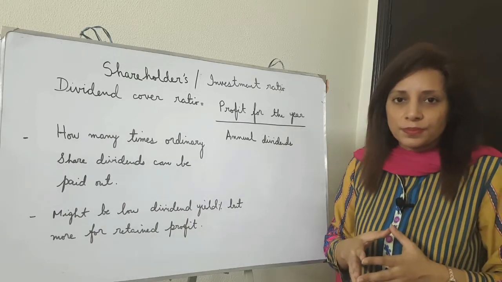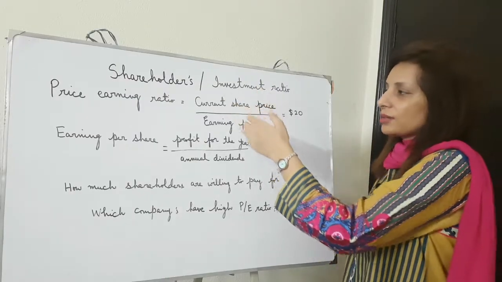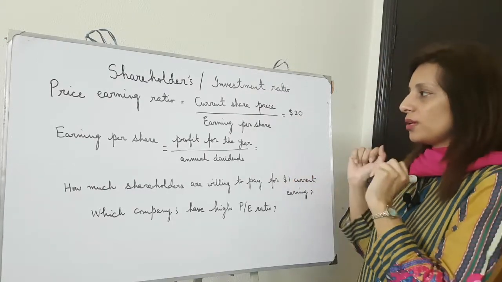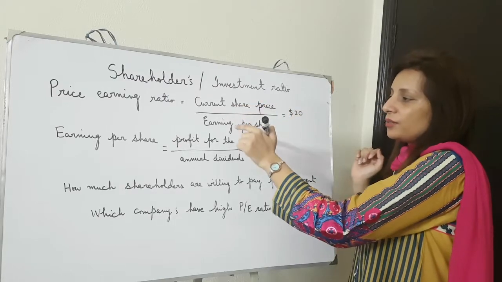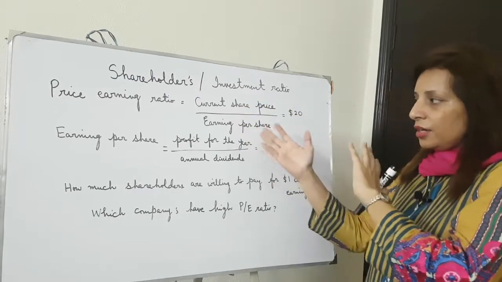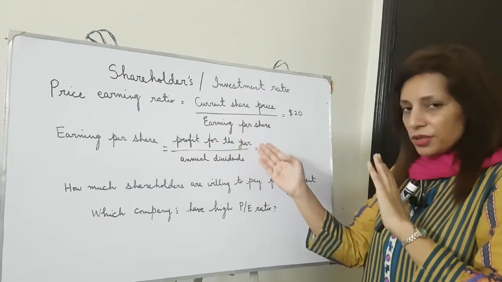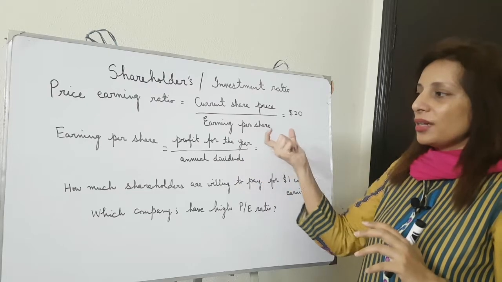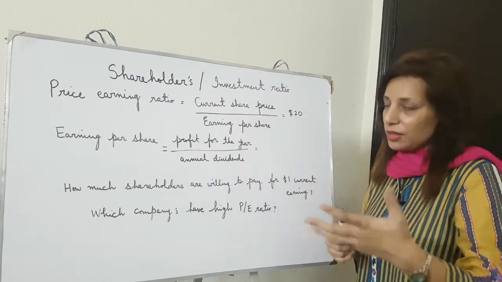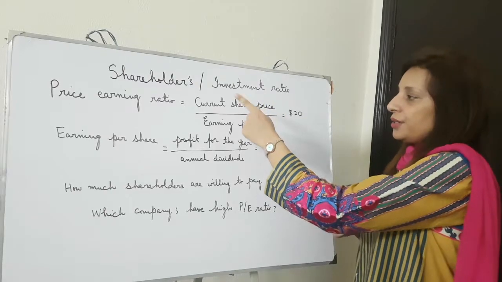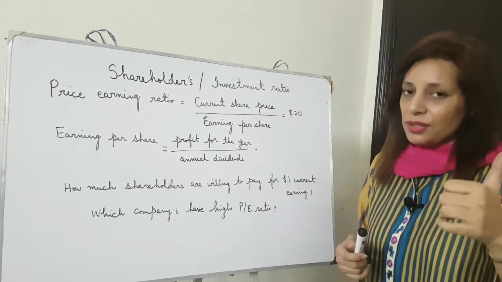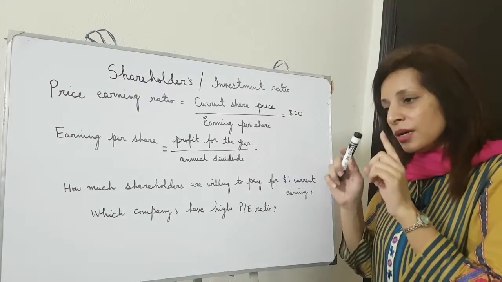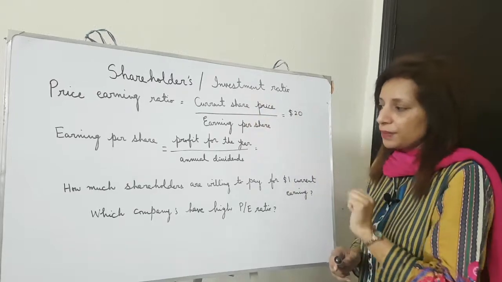Third and the last one is the price earnings ratio, which shareholders or potential investors should consider before investing in any business. The formula is current share price divided by earnings per share. And earnings per share is the profit for the year, the whole profit which the business gains, divided by the number of shares, and then you get earnings per share. Per share, what's the earning shareholders make? And for the current share price, as I have already discussed in the previous formula, you have to take the prevailing market share price to use this formula.